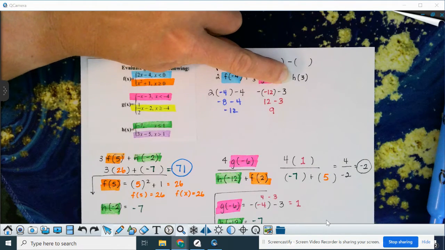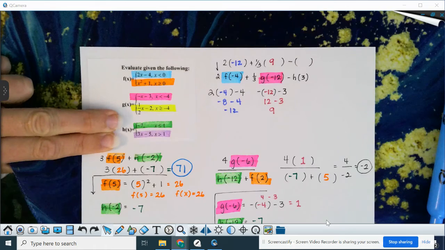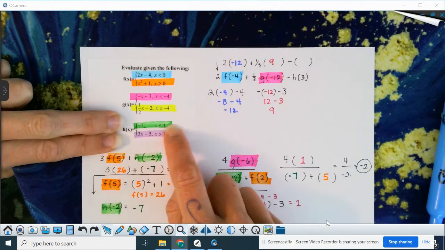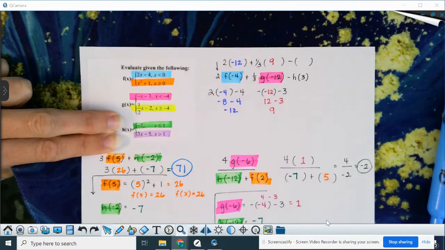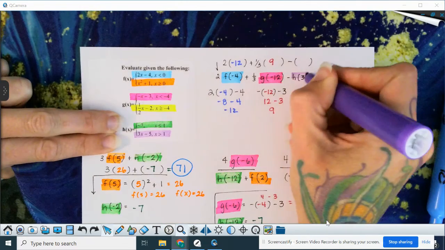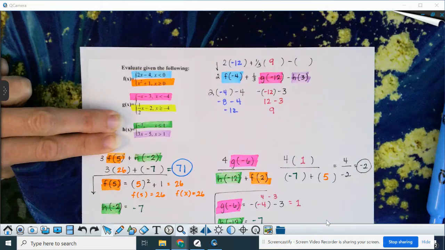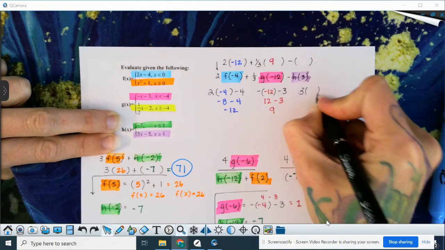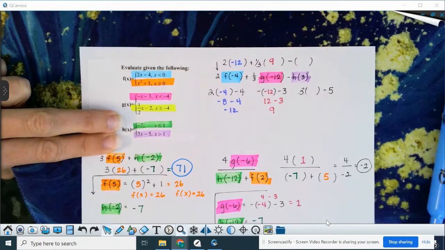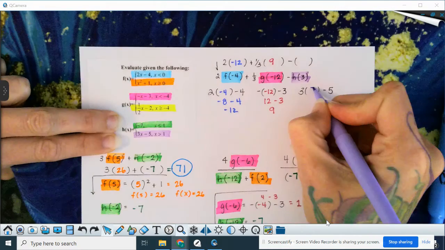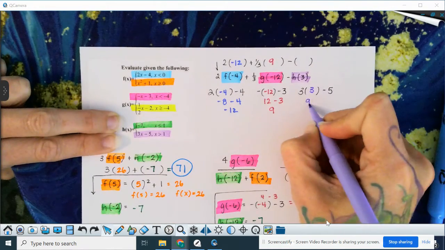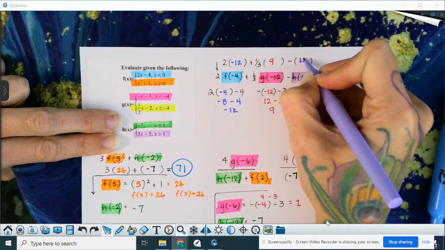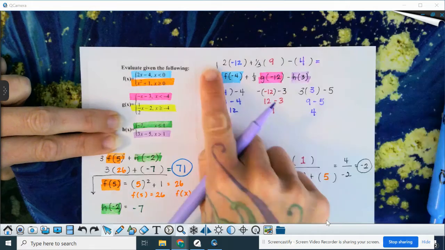So h of 3, we're now looking at purple and green functions. We're looking at a positive 3. So is a positive 3 less than or equal to 1, or is it greater than 1? In this case, it is greater than 1. So we're going to move down and use our purple function. And our purple function is 3 times x minus 5. In this case, our x value is 3. So 3 times 3 is 9, minus 5, gives us 4. So 4 goes in here, and then we're going to just work straight down the line.